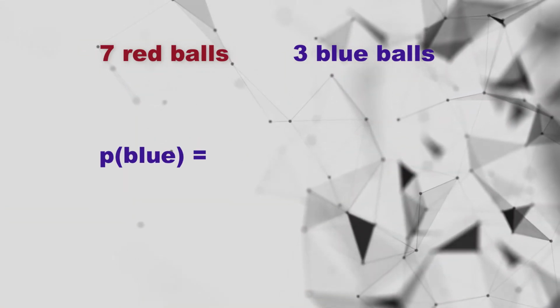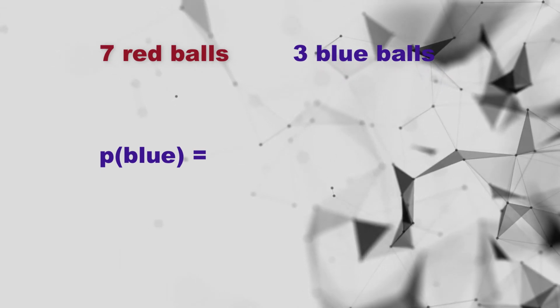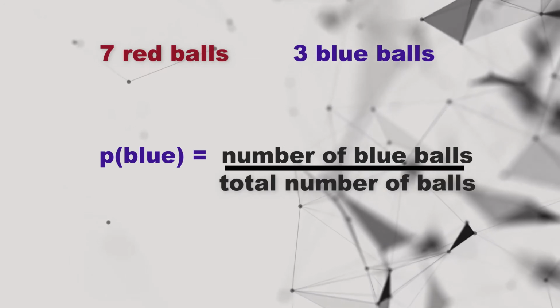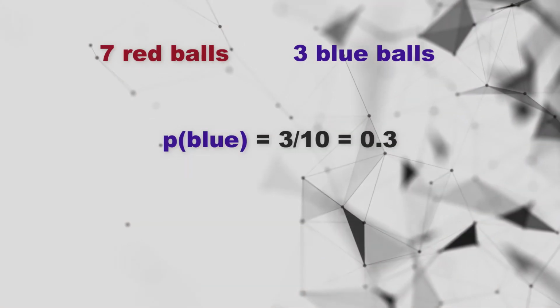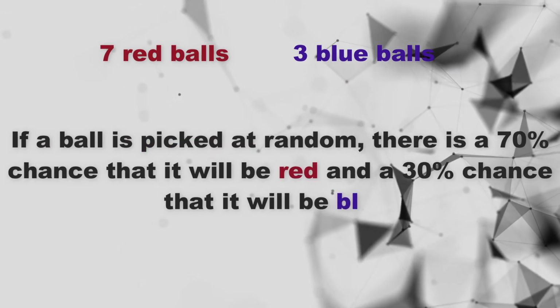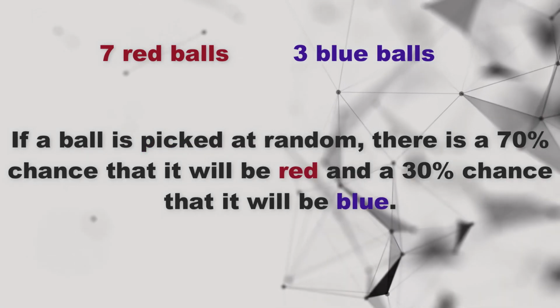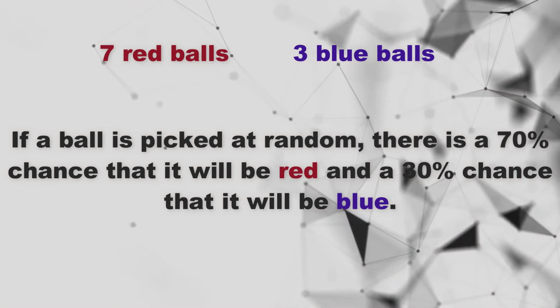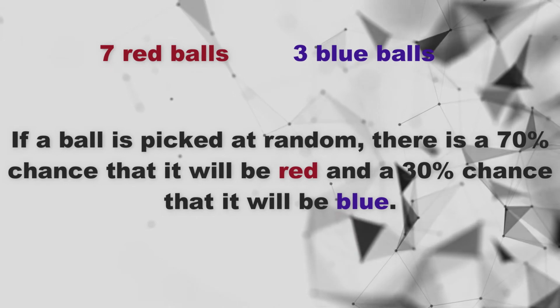And the probability of picking a blue ball is going to be equal to the number of blue balls we have inside this bag divided by 10, and that's going to be equal to 3 divided by 10, and that gives us 0.3. So there's a 70% chance that if I dip my hand in the bag to pick a ball at random, I have a 70% chance of picking a red ball and a 30% chance of picking a blue ball.